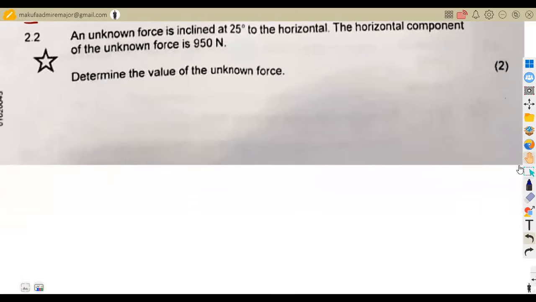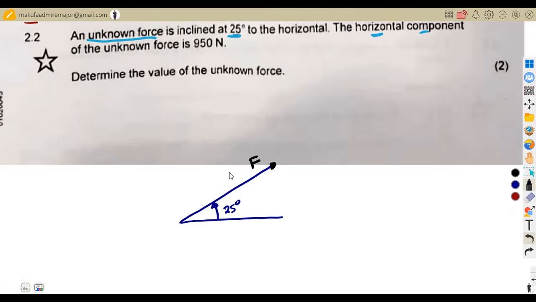Then 2.2, we are given this part here. They wanted us to understand our forces, because you are given an unknown force. We do not know this force, but it's inclined at 25 degrees to the horizontal. Then we are given the horizontal component of that force. Remember, we have got a condition like this. This is our horizontal part, and we've got an incline at an angle of 25 degrees in this case. So we have got a certain force that is being applied, and we do not know this force, which is the unknown force at this point.